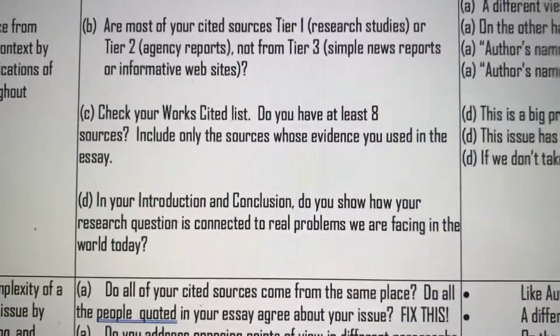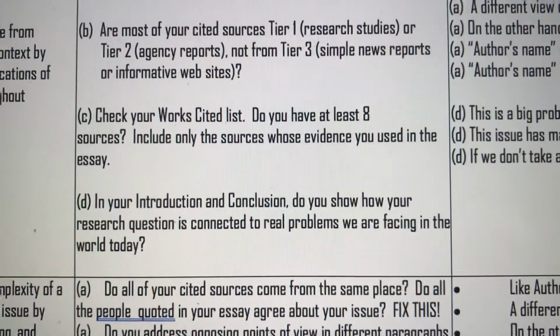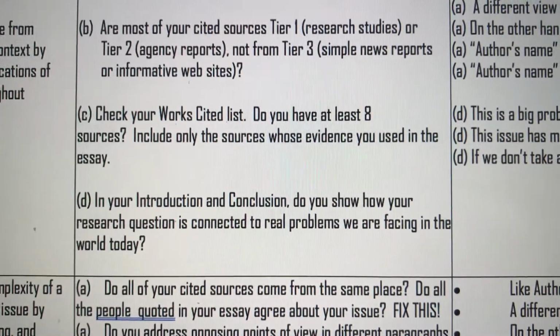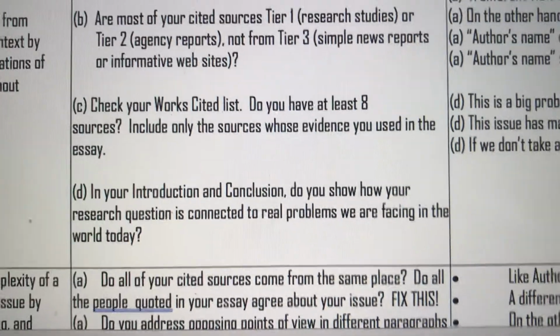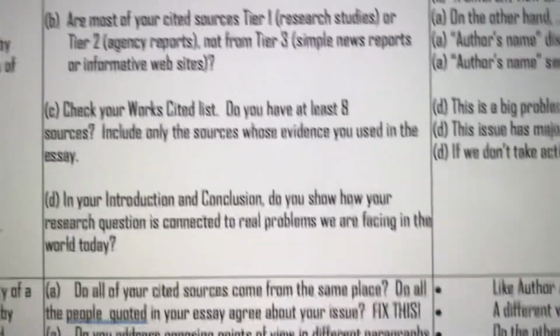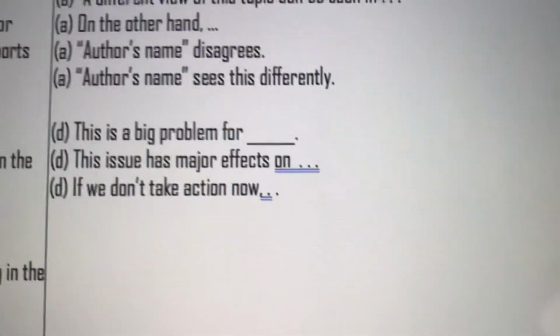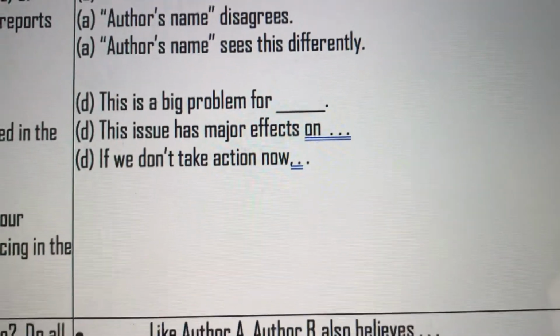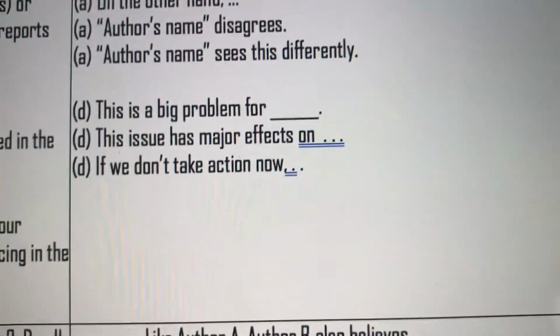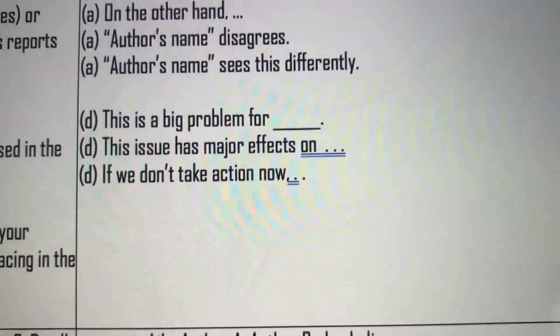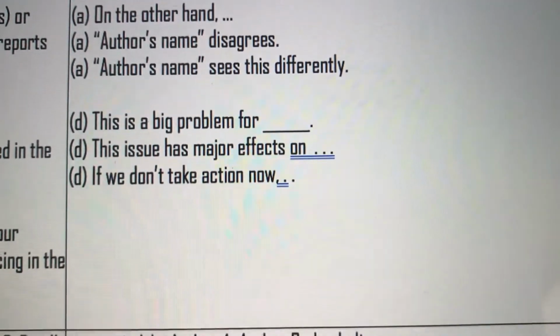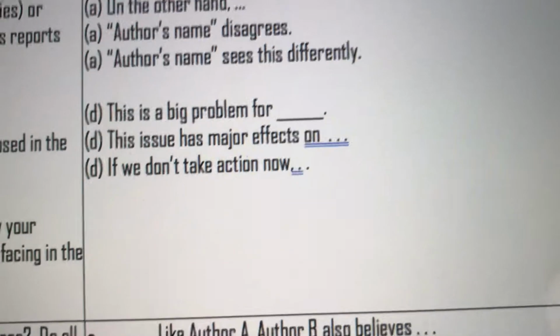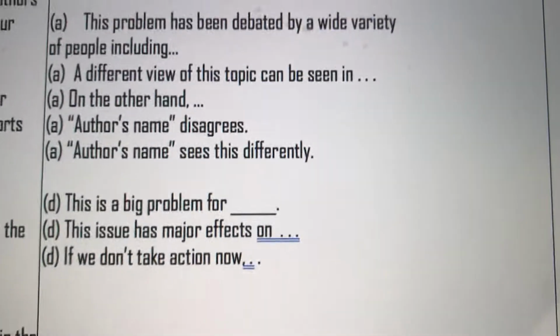In letter D, it says, in your introduction and conclusion, do you show how your research question is connected to real problems we're facing in the world today? So that's marked letter D. So we come on over here and we say, well, here's some sentence starters you might use in an introduction or conclusion, such as this is a big problem for, this issue has major effects on, or if we don't take action now. Now let's look at these sentence starters for part A.